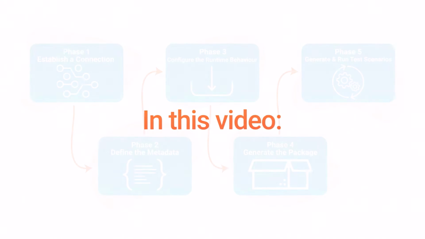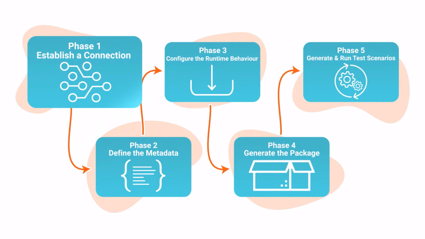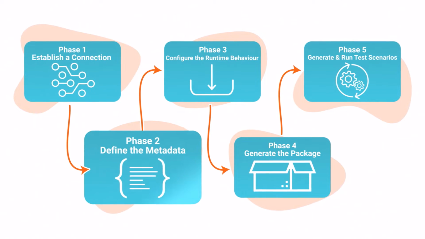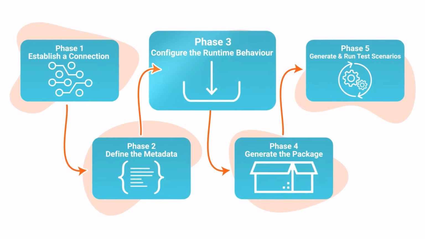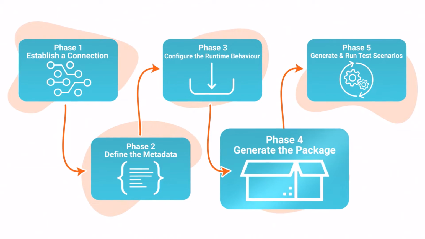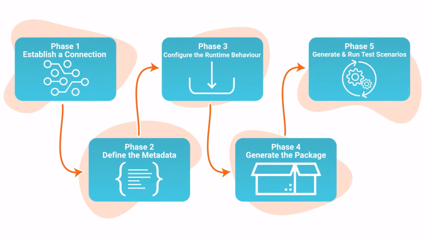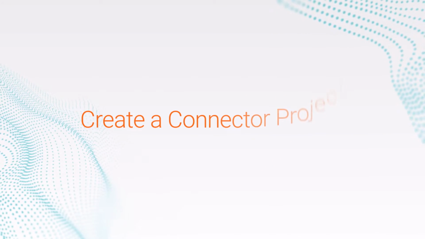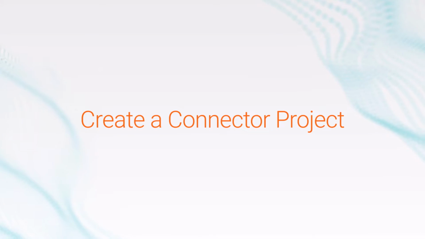In this video, we'll show you the 5 phases of developing a connector. Establish a connection, define the connector metadata, configure the connector's runtime behavior, generate the connector package, and finally, generate and run test scenarios. But first, let's create a connector project to define the type of connector you want to create.